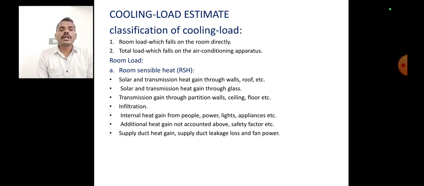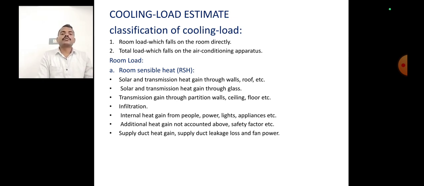Next is the room sensible heat. Room sensible heat means, first, the solar and transmission heat gain through the walls or roofs. It is all sensible heat. It increases the temperature of the air conditioned space air. Due to the sun, the walls of the room are heated. The heat is transferred from the outside surface to the room air. It is a sensible heat due to the solar and transmission heat gain through walls and roofs.